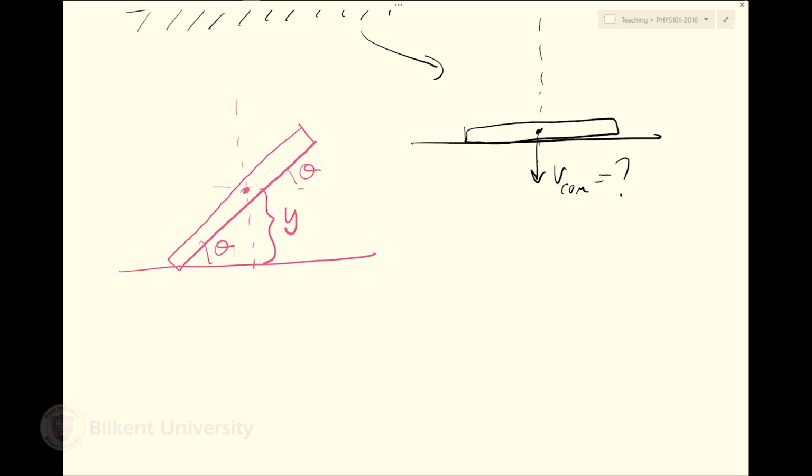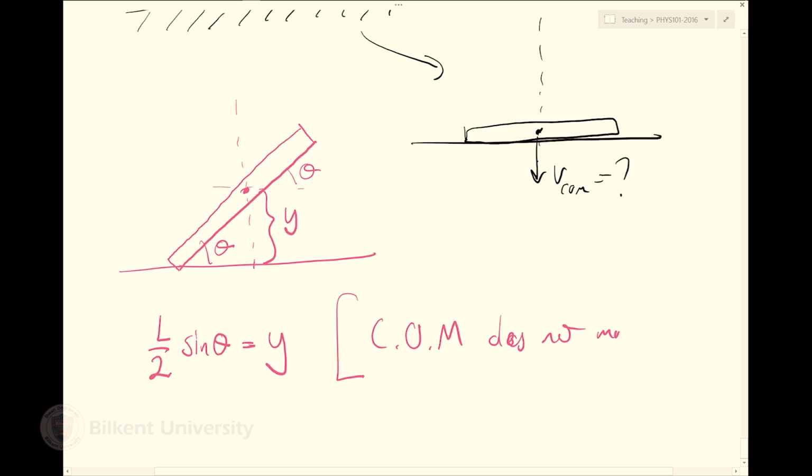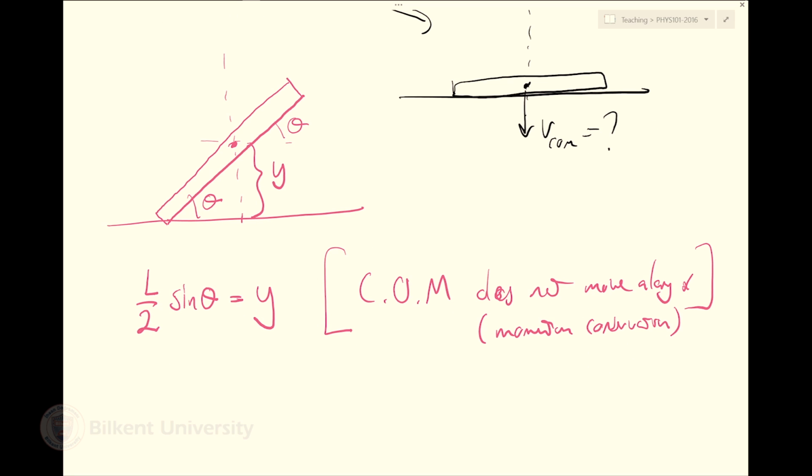I know the following. I know that L over 2 times sine theta must equal y. Where did I get this from? This is just center of mass does not move along x. Or in other words, this is momentum conservation. Good. Now, what does this help me with?